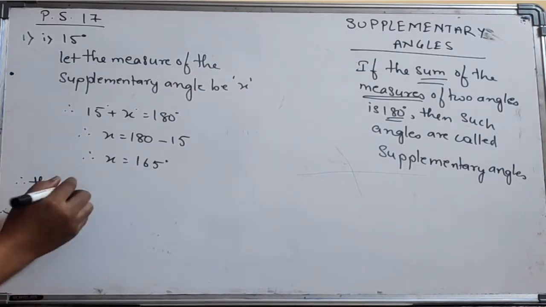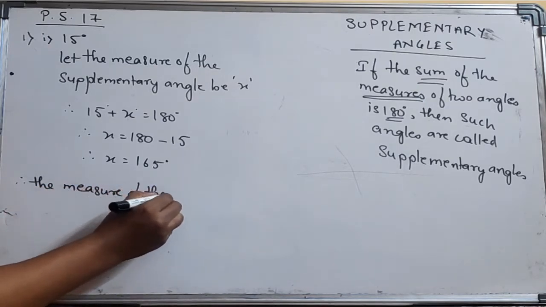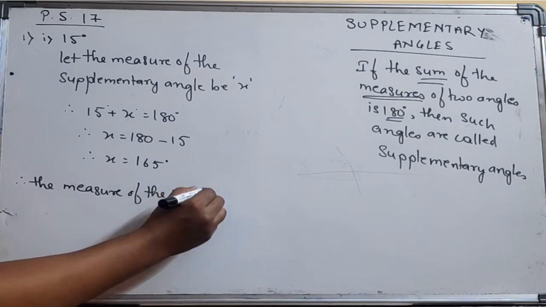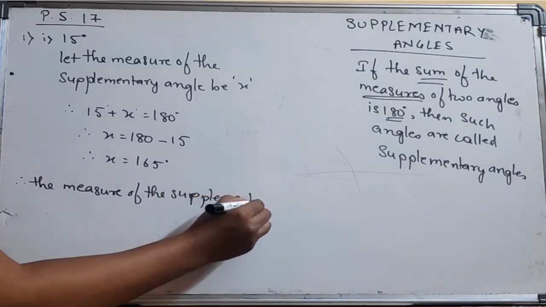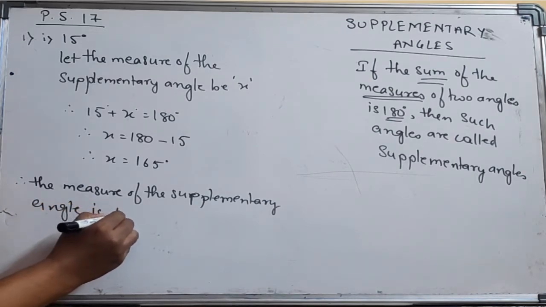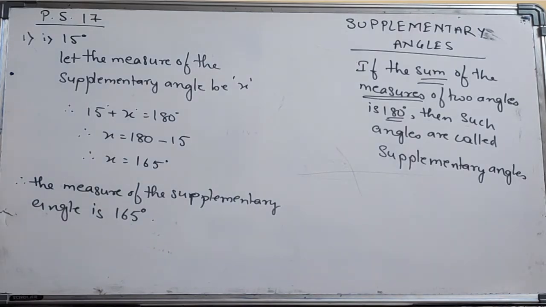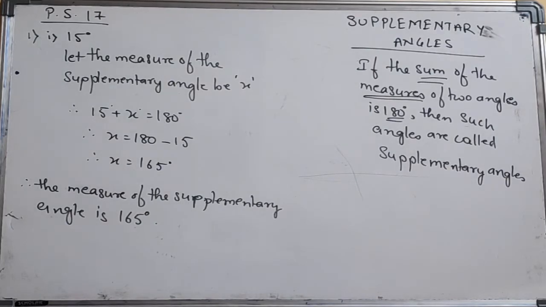Therefore, the final answer you are going to write is, the measure of the supplementary angle is 165 degrees. I hope you have understood how to solve this sum. Now students, let us move further with our exercise. I hope after this you will be able to solve all the remaining sub-questions of question number 1.